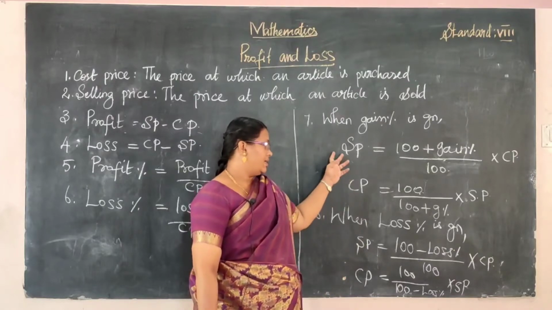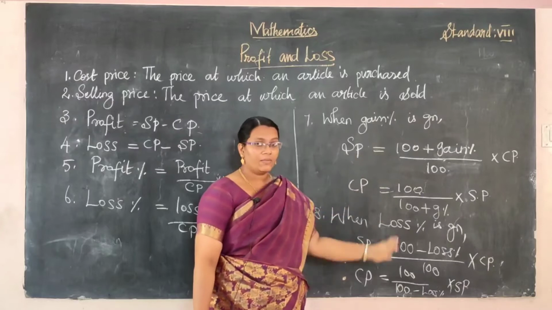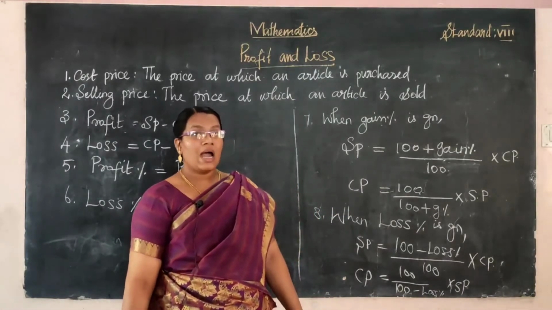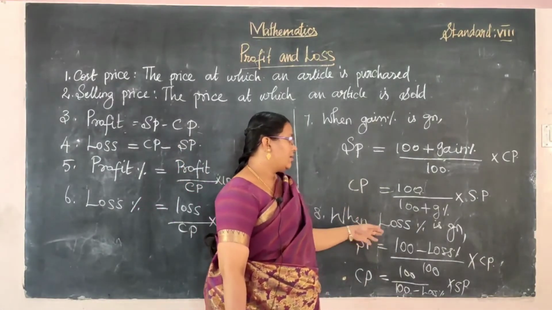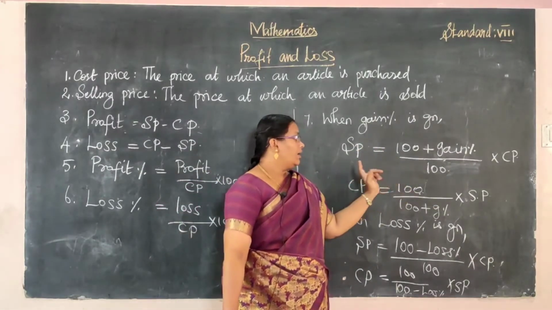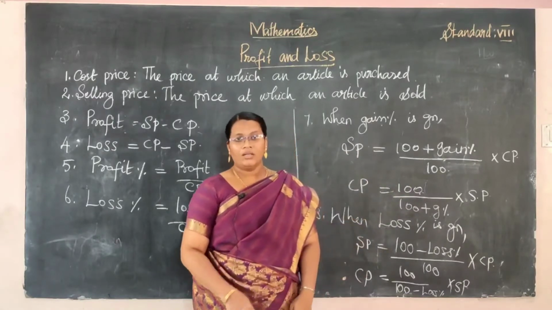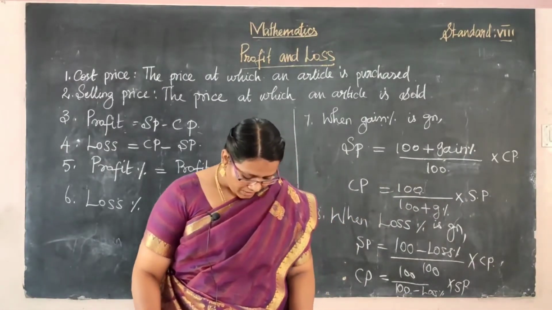Remember? Okay, so selling price is equal to (100 plus gain percentage) by 100 into cost price. After loss means minus. In case selling price is given, just interchange the terms only, that's it.